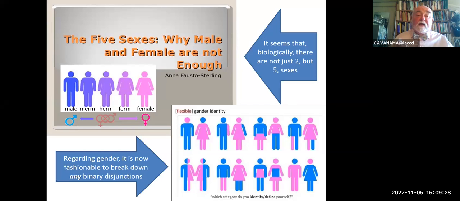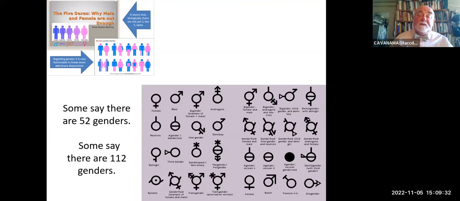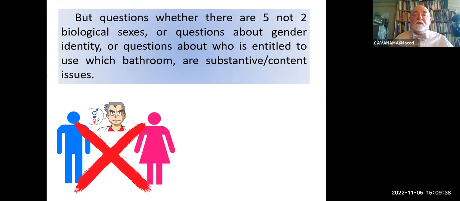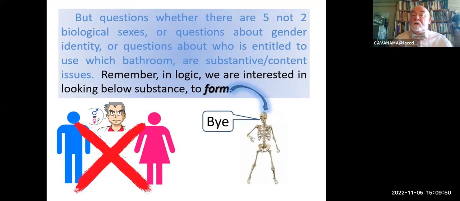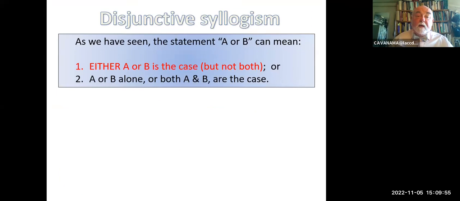Regarding gender, it's now fashionable to break down any binary distinction. Some say there are 52 genders, some say there are 112. The relation between sex and gender gets disputed. But questions whether there are 5 rather than 2 or 212 or whatever, questions about gender identity, who's entitled to use which bathroom, these are all substantive content. Because remember, in logic, we're interested primarily in the non-substantive form.